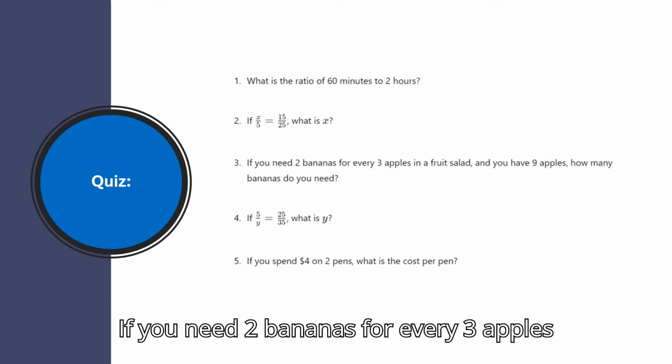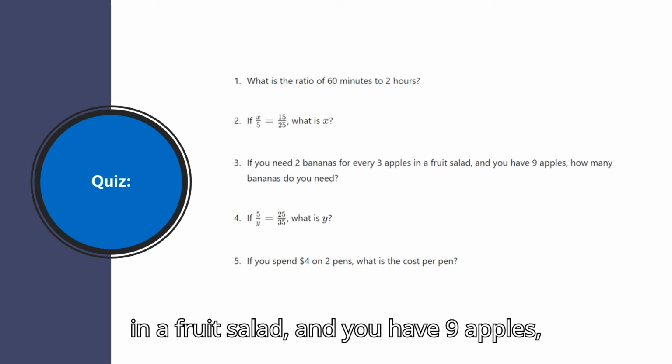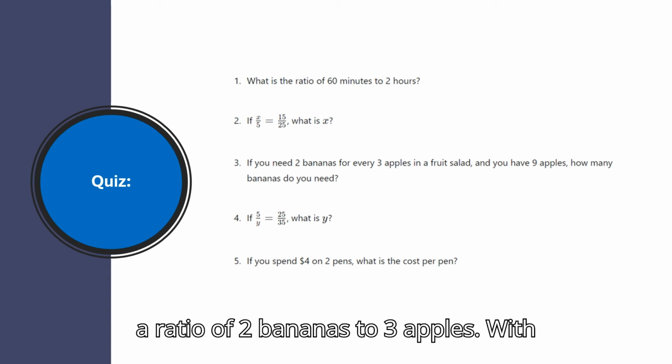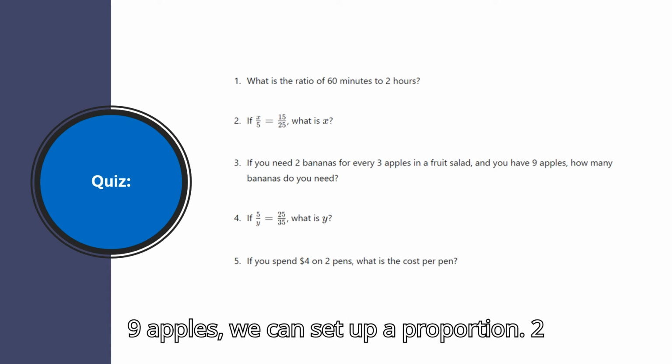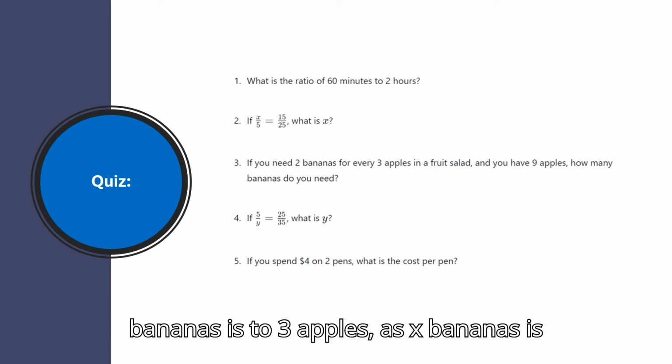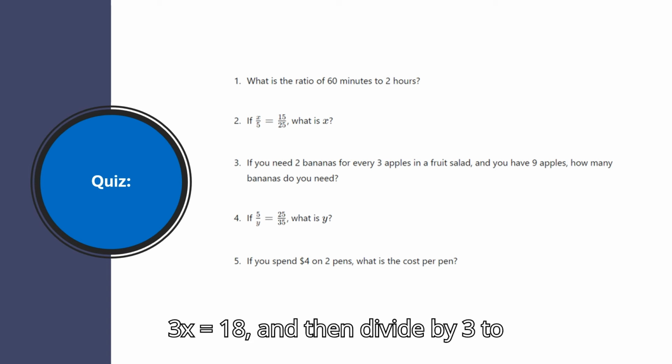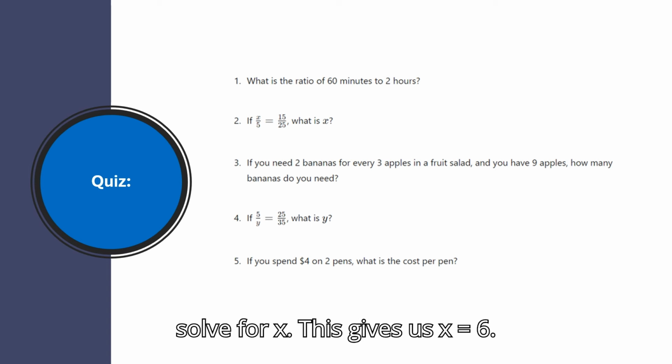3. If you need 2 bananas for every 3 apples in a fruit salad, and you have 9 apples, how many bananas do you need? We're given a ratio of 2 bananas to 3 apples. With 9 apples, we can set up a proportion. 2 bananas is to 3 apples, as x bananas is to 9 apples. Cross-multiply to get 3x equals 18, and then divide by 3 to solve for x. This gives us x equals 6. So, you will need 6 bananas.